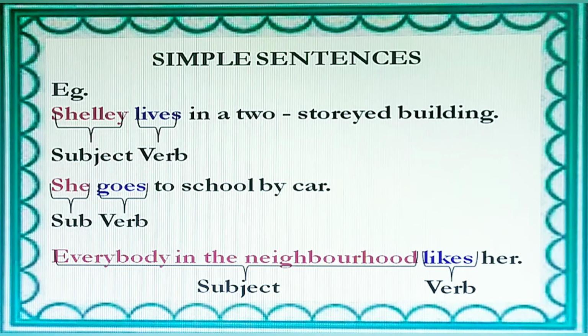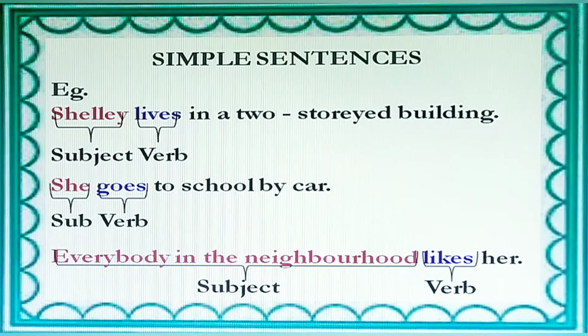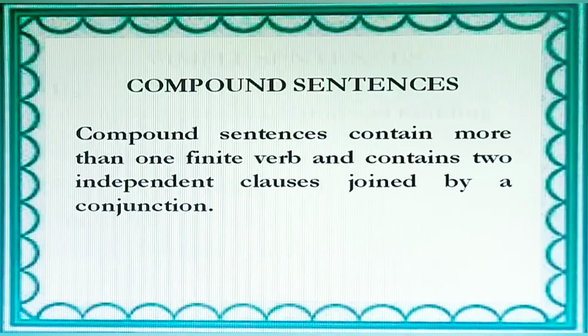She goes to school by car. Here the subject is she, verb is goes. Everybody in the neighborhood likes her. Here everybody in the neighborhood is the subject, likes is the verb. So you find one subject and one verb in these sentences. These are called simple sentences.